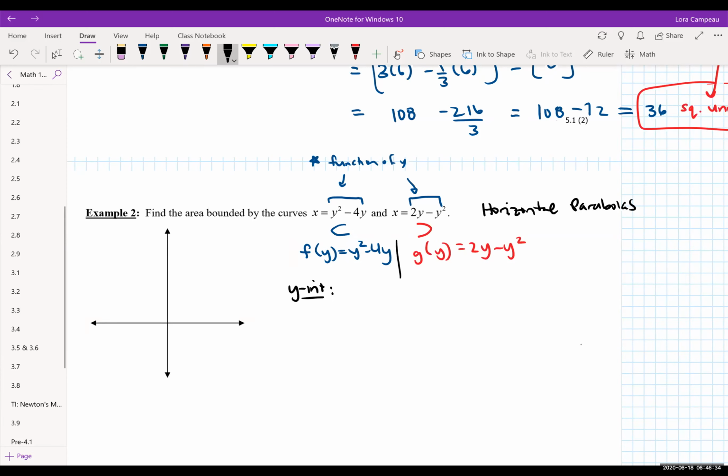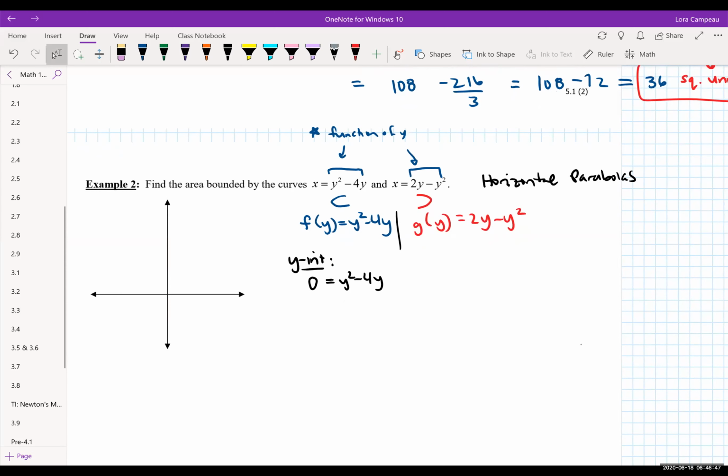Okay, so remember, when you have a y-intercept, we can set the f of y equal to 0 and figure out who our y values are. So that might be a quick way to do that. So you have y times y minus 4 still equals 0. And so that would give us y equals 0. Oh, cool. Our y equals 4.